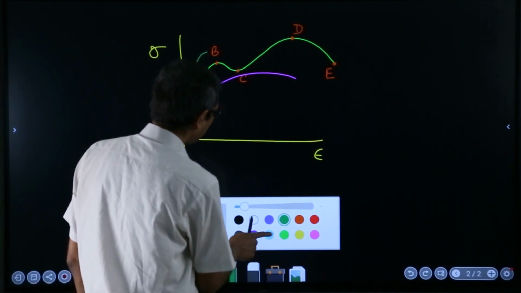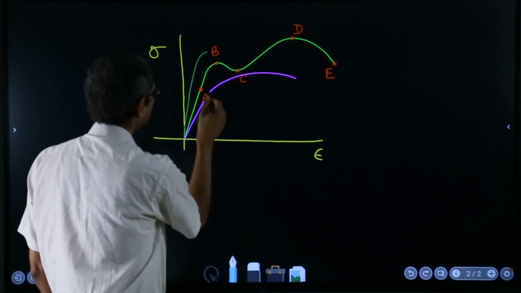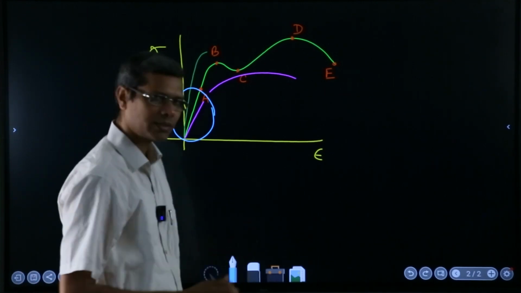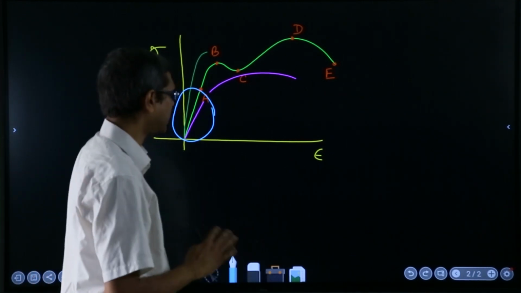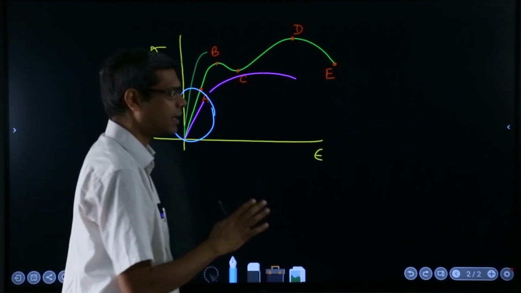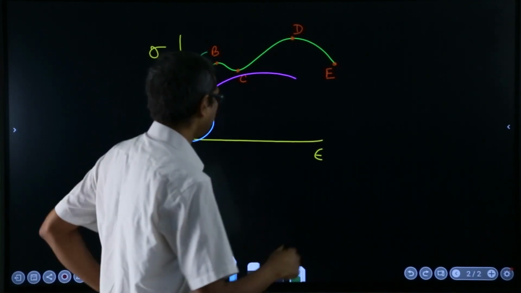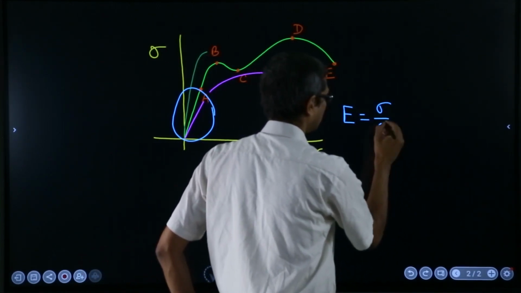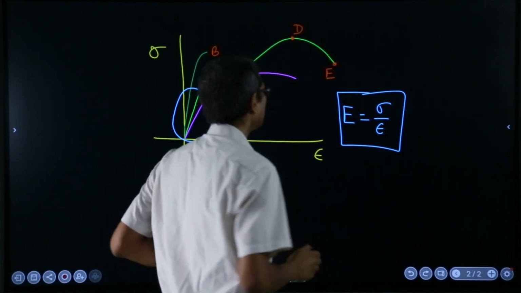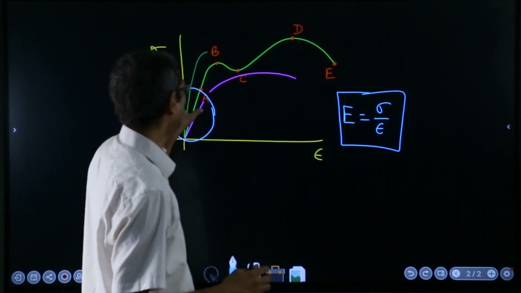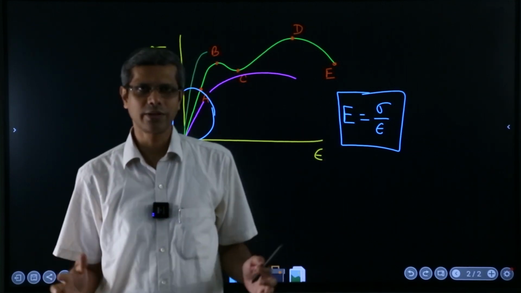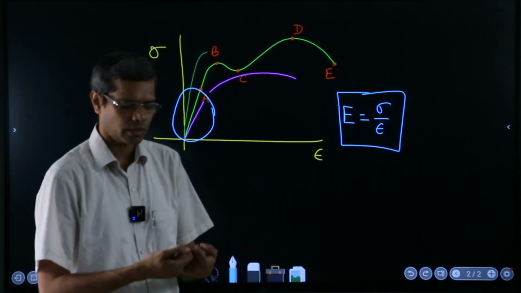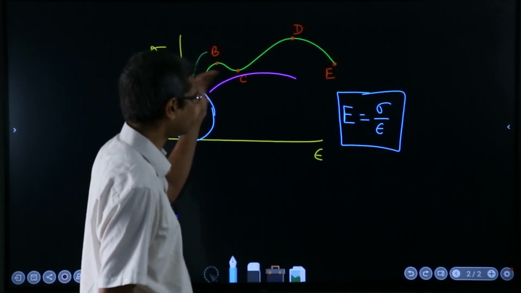We will restrict ourselves to this zone where the stress is completely proportional to the strain. The relationship between them is given by the Young's modulus, E, which is the stress over the strain. I just told you that this Young's modulus is not a constant forever. It depends on the stress and the strain; the more you elongate, it doesn't remain constant, it changes.